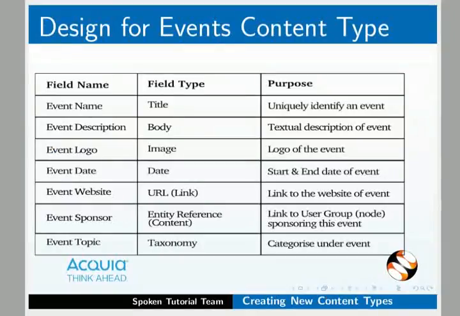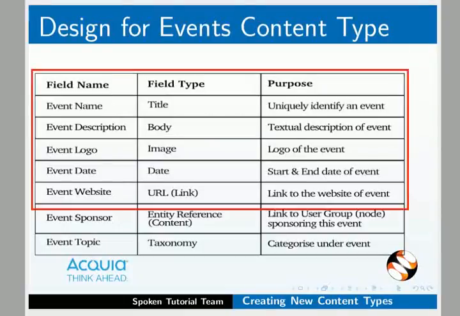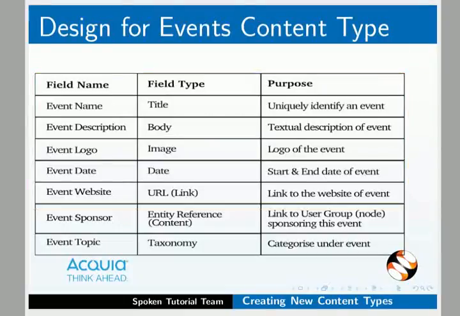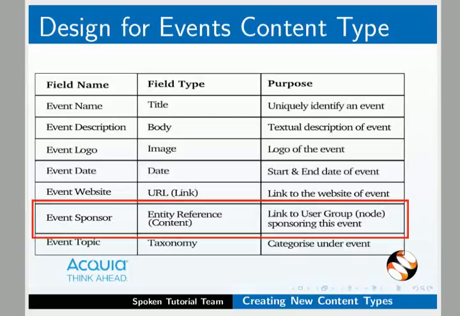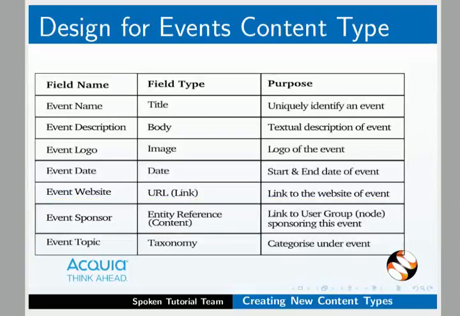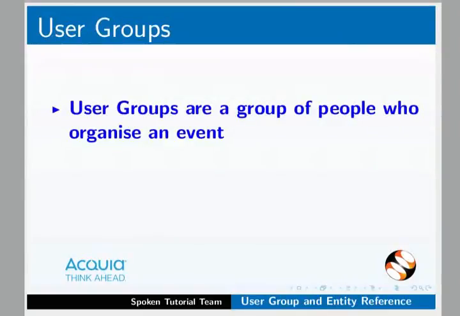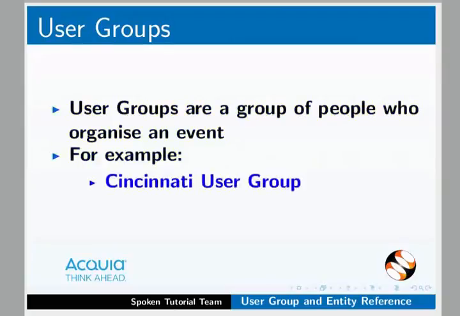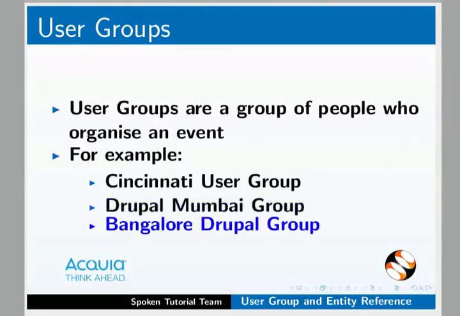Let us recall the events content type we created in the previous tutorial. We had created the first 5 fields shown here. To create the event sponsor field, we need to create the user group's content type. User groups are a group of people who come together to organize an event. Examples could be Cincinnati user group, Drupal Mumbai group, Bangalore Drupal group, etc.